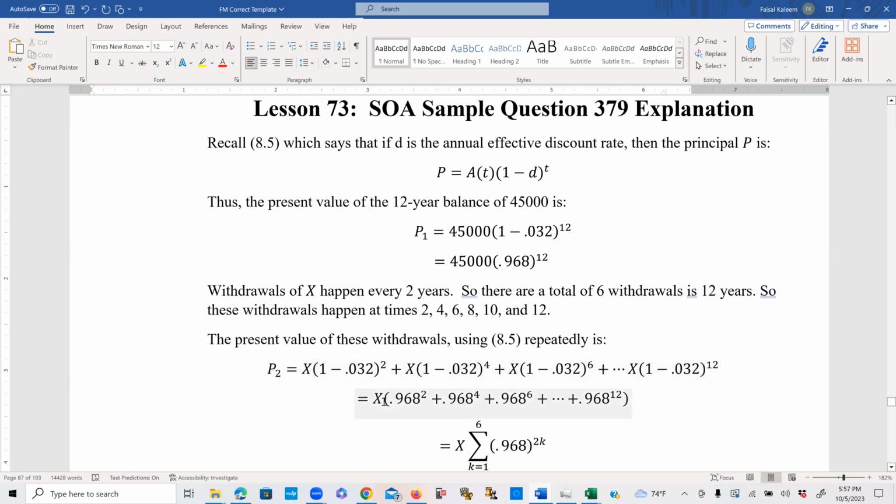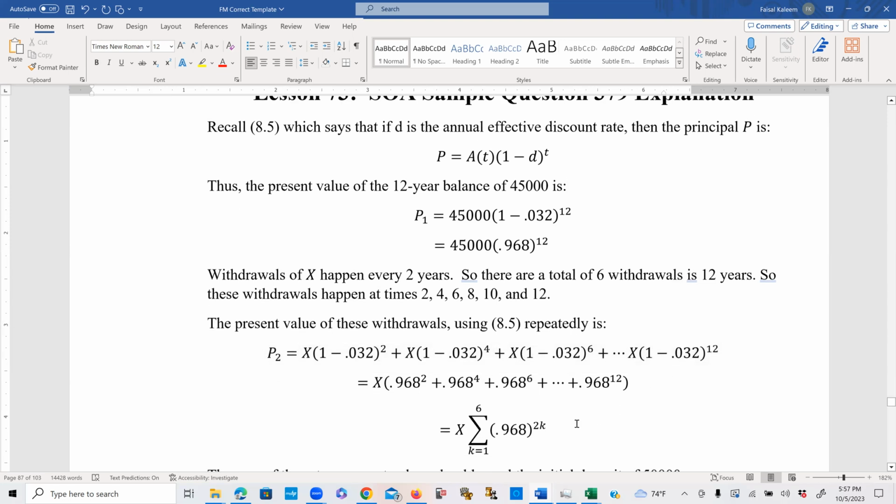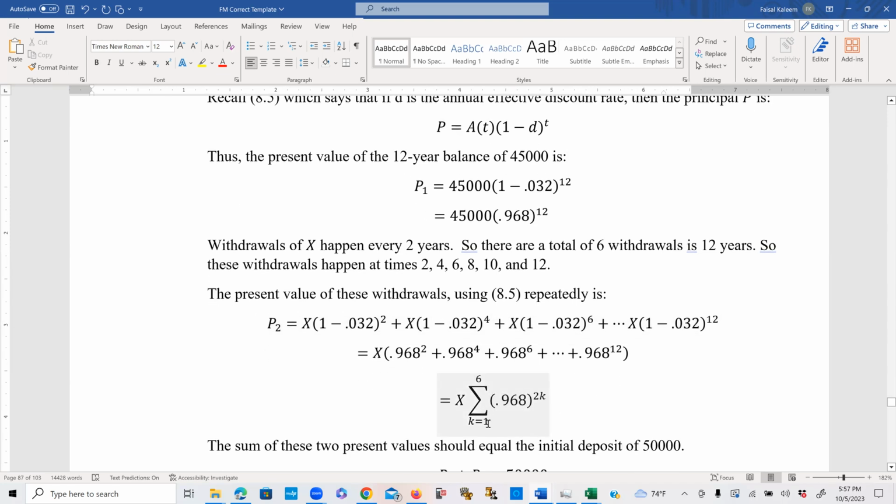If we factor out an X from these terms, we get X times (0.968^2 + 0.968^4 + 0.968^6 up to 0.968^12), which in summation notation can be written as the summation of 0.968^(2k), where k goes from 1 to 6.